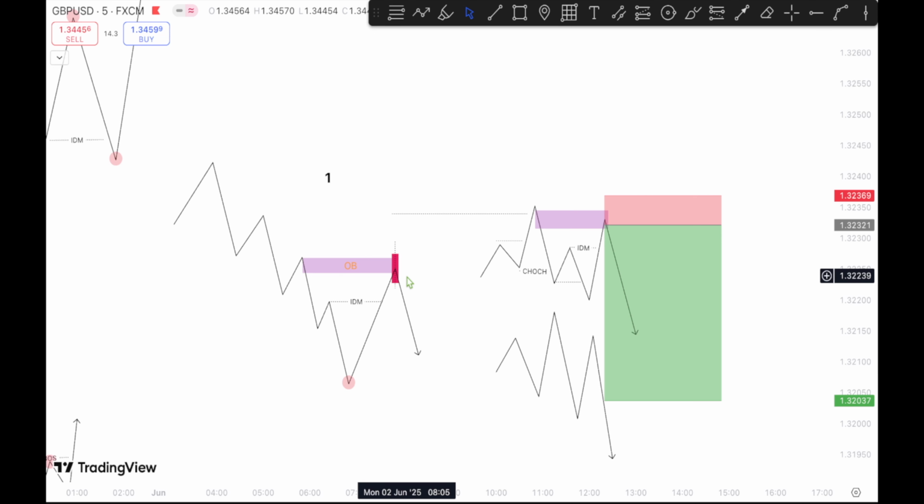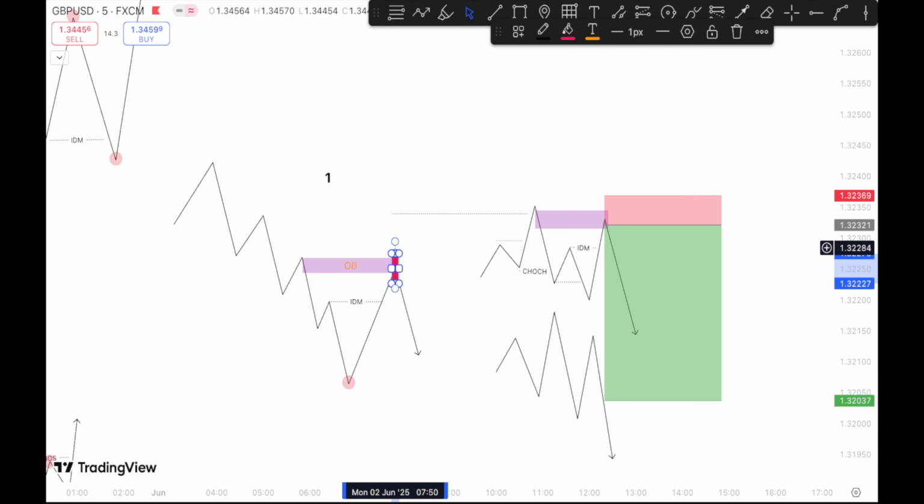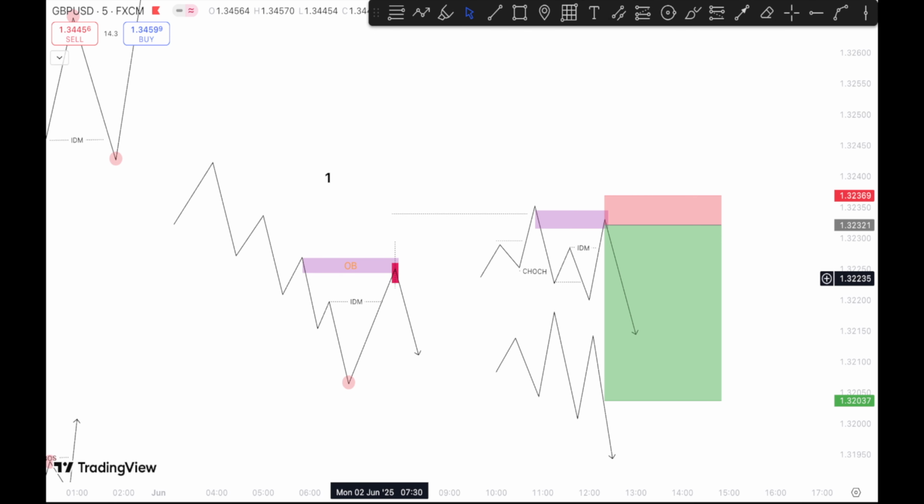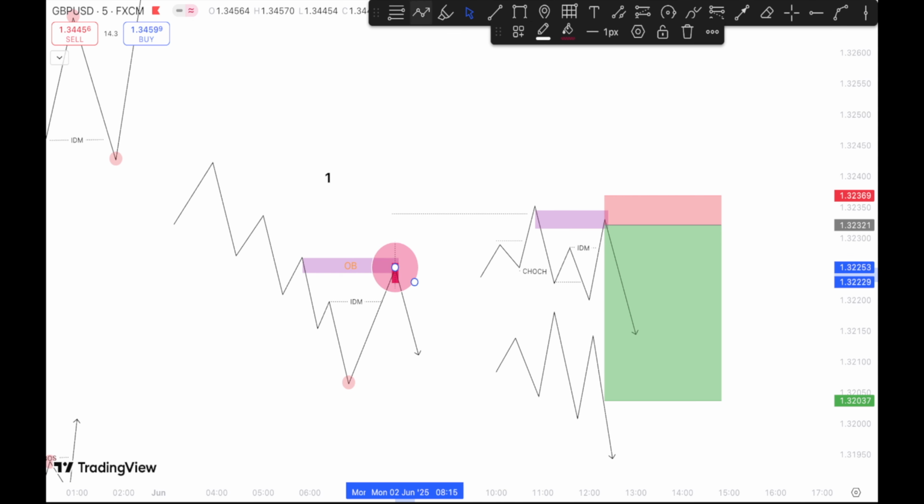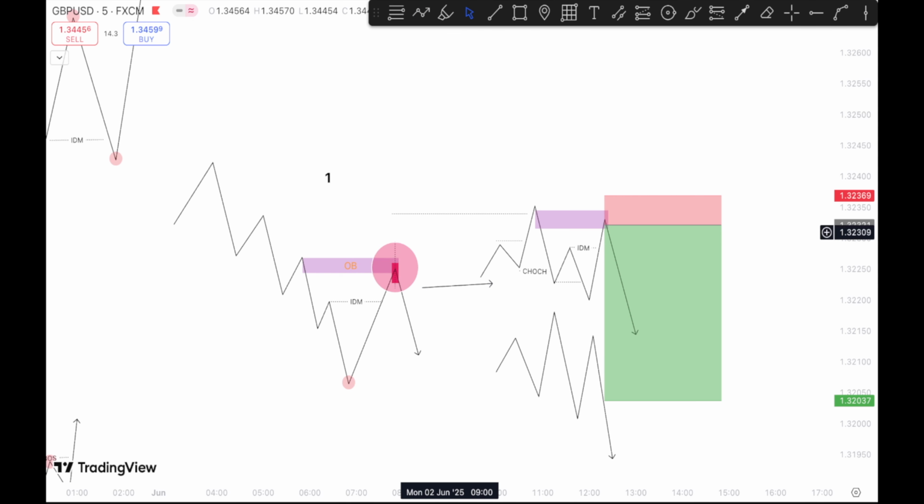So what you have to notice is the body of the candle must be closed below the order block after sweeping the order block, and then you can expect the price to fall. So over here in this case, you can expect this kind of move on this particular zone and make your entry like this.